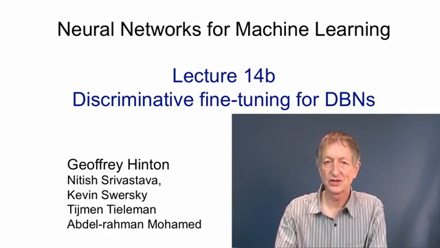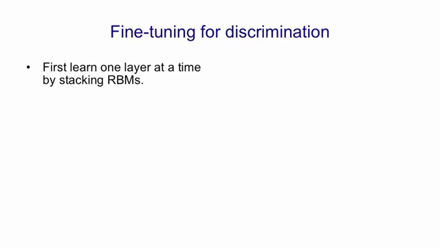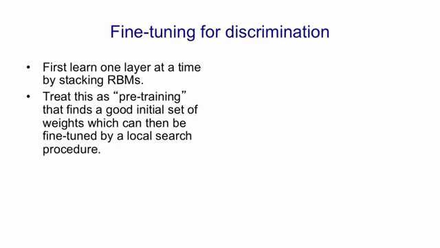In speech recognition, it's had a major influence, and many leading groups are now switching to using deep neural nets in order to reduce the error rate in speech recognition. I now want to talk about fine-tuning these deep networks to be better at discrimination. So we first learn one layer of features at a time by stacking up restricted Boltzmann machines. Then we treat this as pre-training that finds a good initial set of weights in a deep neural network, and we fine-tune those weights using some local search procedure.